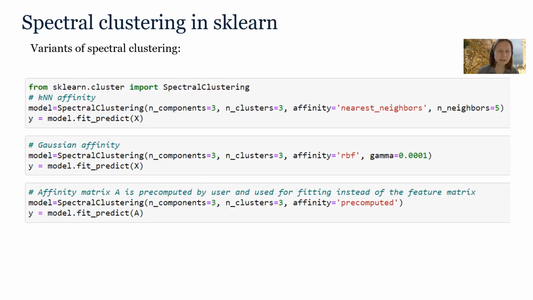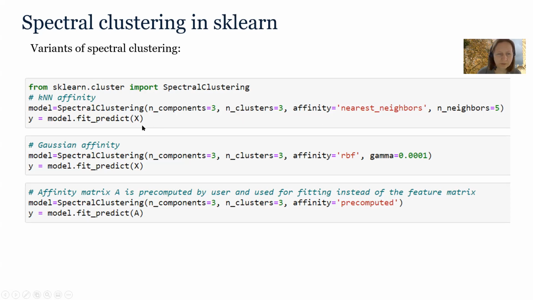So in scikit-learn, there is an object called SpectralClustering that implements this spectral clustering. We have three options for affinity. There is k-nearest neighbor affinity. That is the one you are familiar with. And we set it by the parameter affinity equals nearest_neighbors.